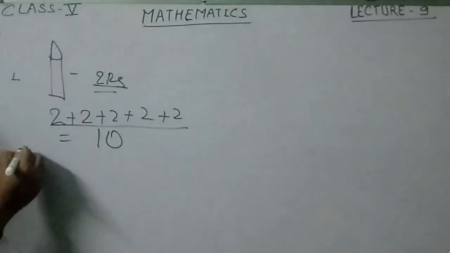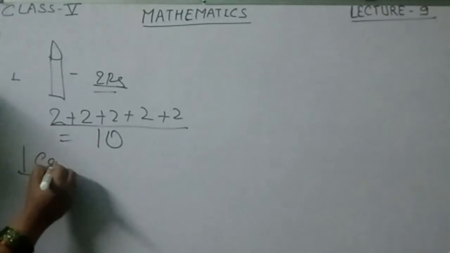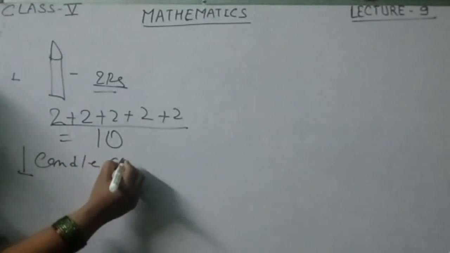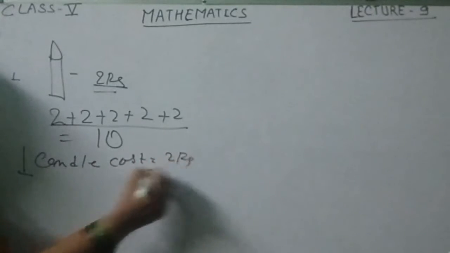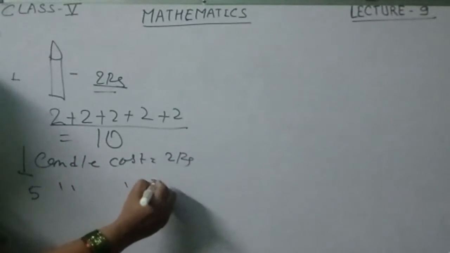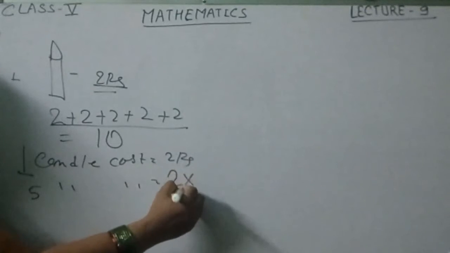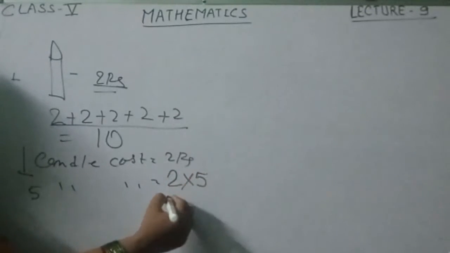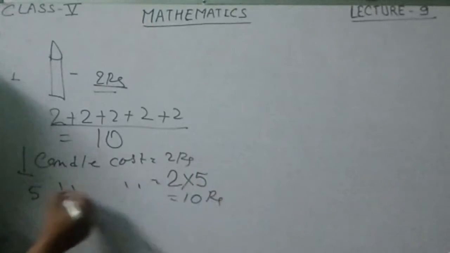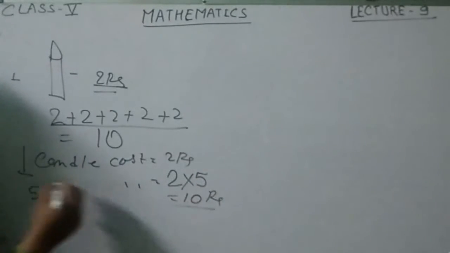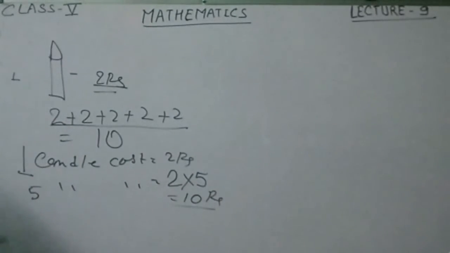In the statement you can write: 1 candle costs 2 rupees. Then for the cost of 5 candles, what do we have to do? Directly multiply: 2 fives are 10. That means 10 rupees. The cost of 5 candles is 10 rupees. In the same way, if the cost of one is given and you have to find the cost of many, then you have to multiply the numbers together. Then we will get the answer.